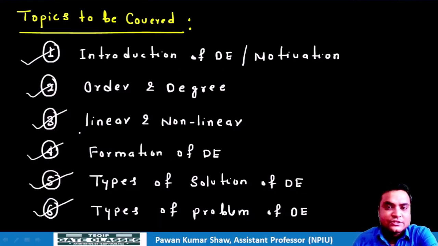In our last lectures, till now we covered the introduction of a differential equation and the motivation of a differential equation. We also covered the order and degree of a differential equation. We also covered the linearity and non-linearity of a differential equation. We also covered the formulation of a differential equation by elimination of arbitrary constant, the types of solution of a differential equation, and the types of problem of a differential equation. That is what we covered from our last two lectures.